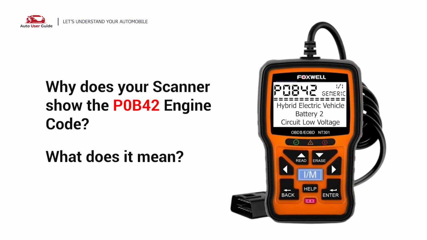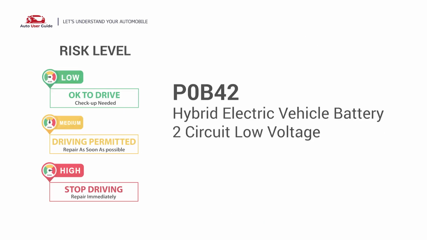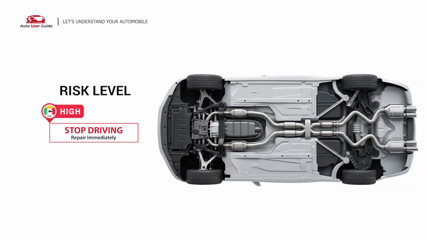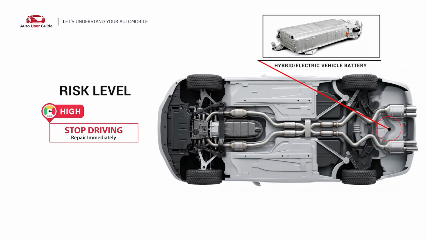Why does your scanner show the P0B42 engine code? What does it mean? P0B42 is a diagnostic trouble code for hybrid electric vehicle battery 2 circuit low voltage. The P0B42 engine code indicates the vehicle's control module detected an abnormally low voltage reading from a specific section, block, of your high-voltage hybrid battery pack falling below the manufacturer's safe threshold. Under this circumstance, stop driving and repair your vehicle immediately.